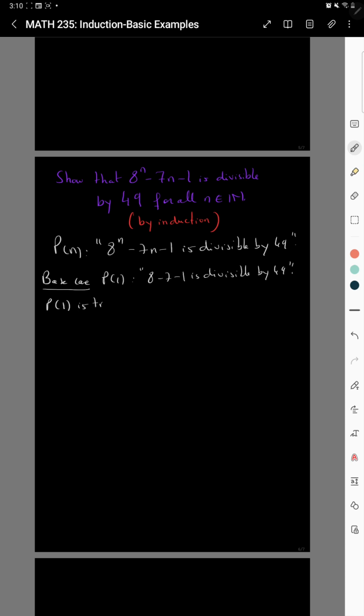This is obviously true because 8 minus 7 minus 1 is equal to 0, which is of course divisible by 49. Okay, now we move on to the induction step. Now this is the critical step here. Suppose that Pn is true for some n.